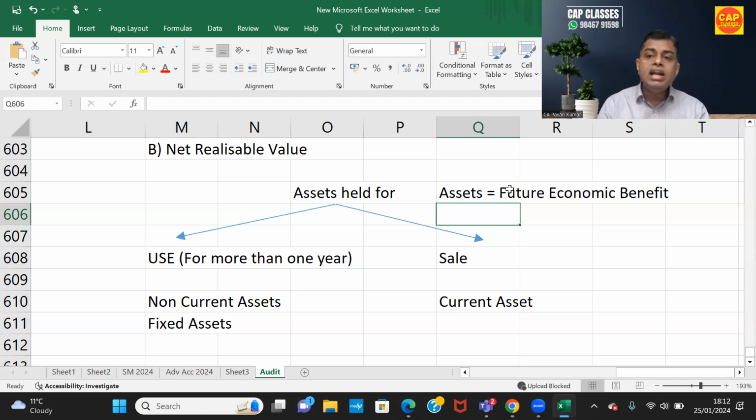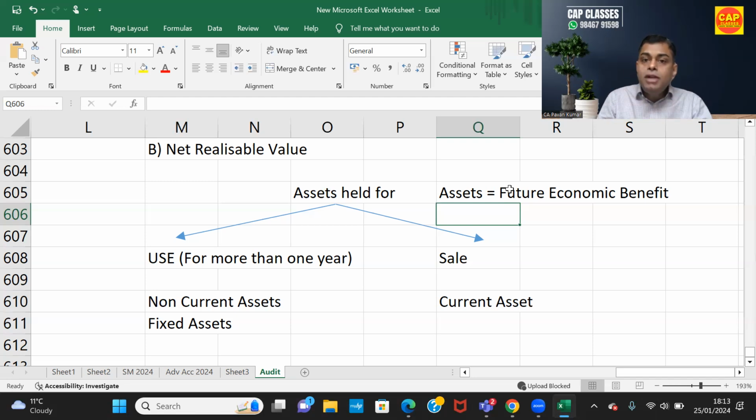So I have 100 liters of milk today. That is my inventory, but I am not selling this asset. I am holding it, which is proposed to be used in another process to make another product. And finally, I'll be selling that product. I'll be selling curd. I'll be selling some kalakand. I'll be selling some sweet. I'm not selling milk. Then that is also your current asset because that will be consumed within one accounting year.